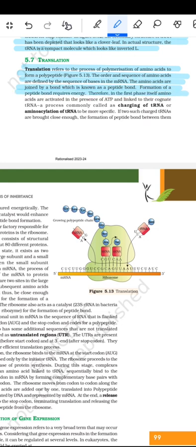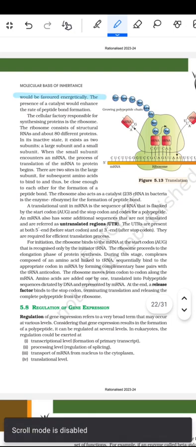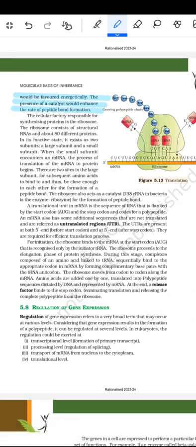Therefore, in the first phase itself, amino acids are activated in the presence of ATP and linked to their cognate tRNA, a process commonly called charging of the tRNA, or aminoacylation of the tRNA to be more specific. If two such tRNAs are brought close enough, the formation of a peptide bond between them would be favored energetically. The presence of a catalyst would enhance the rate of peptide bond formation.